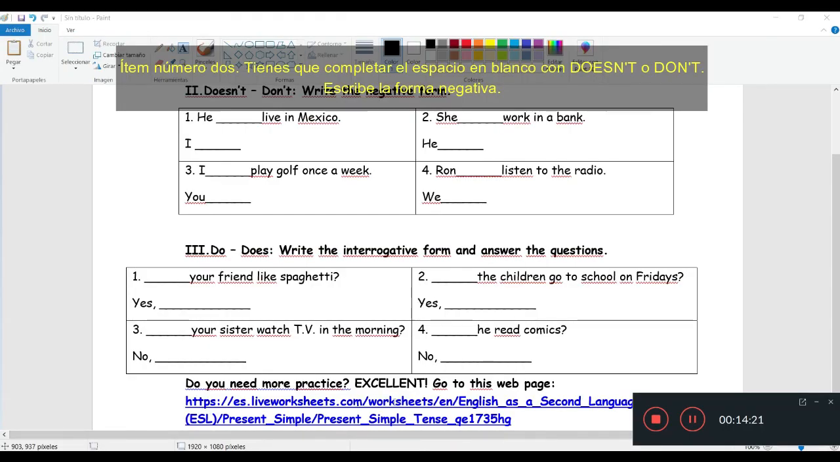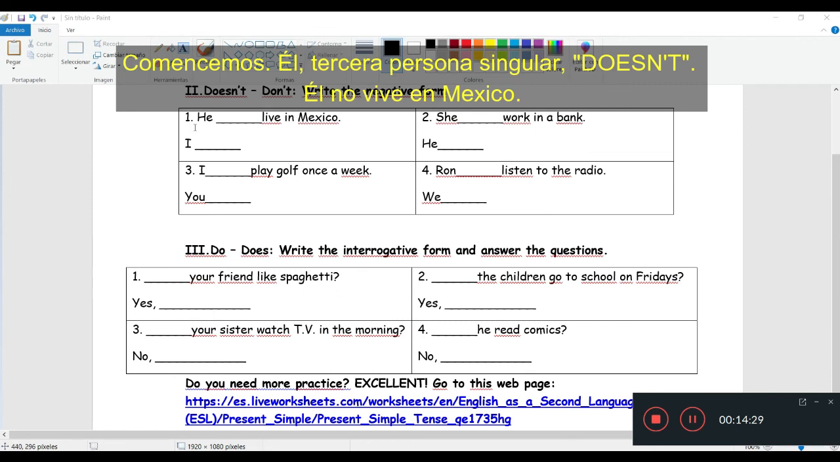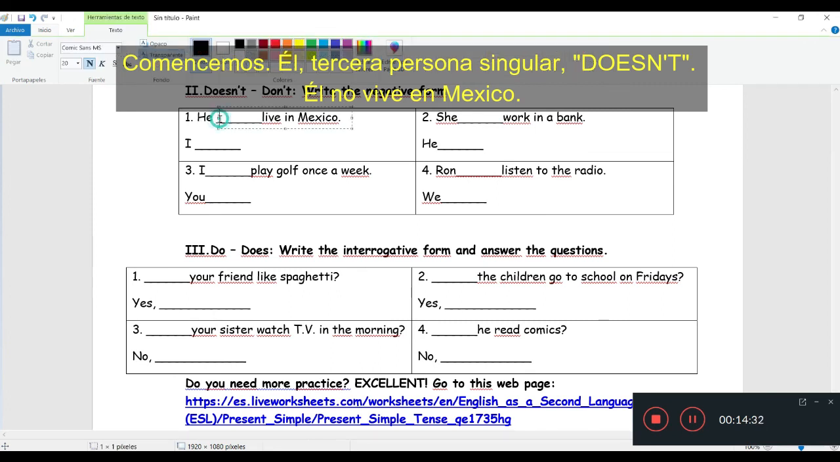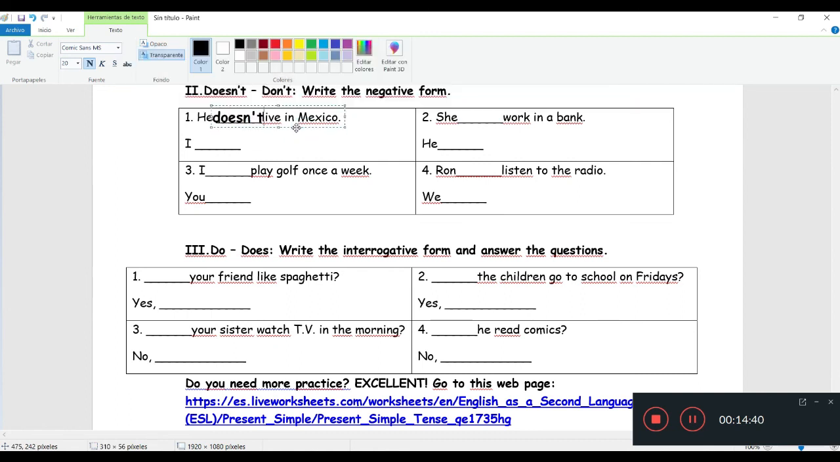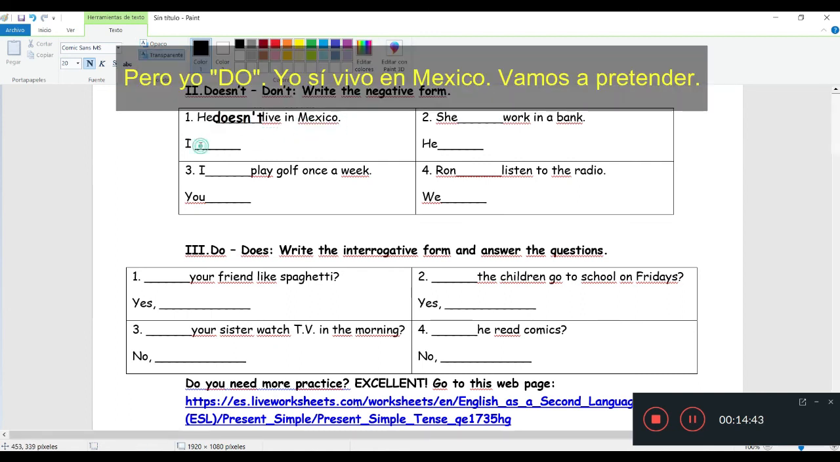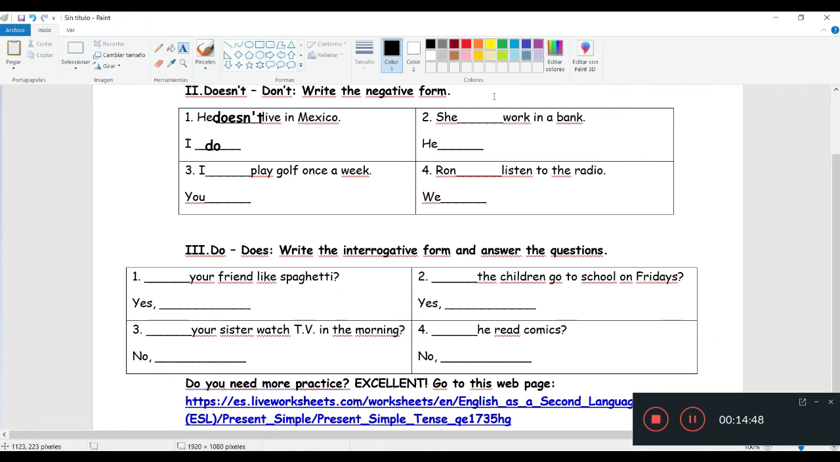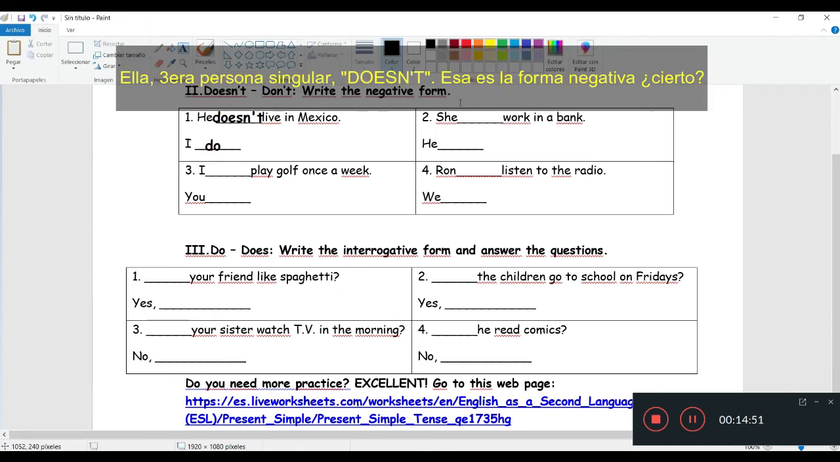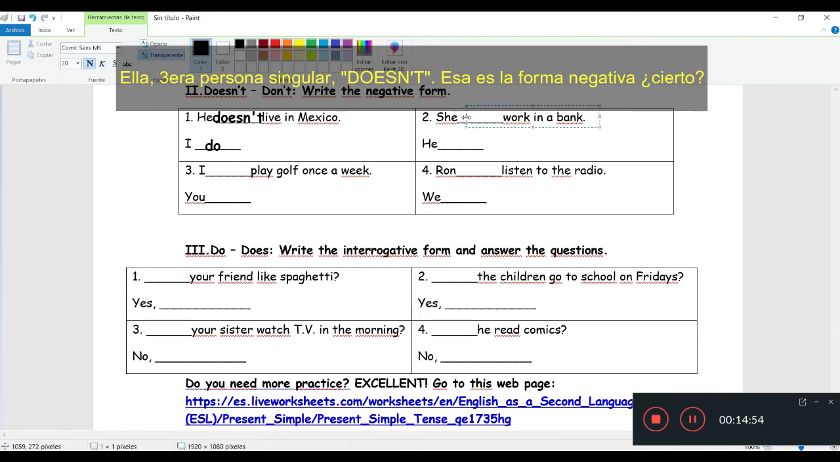Item number 2. You have to complete the blank with doesn't or don't. Write the negative form also. Let's start. He, third person singular, doesn't. He doesn't live in Mexico. But I do live in Mexico. Let's pretend, okay? She, third person singular, she doesn't. That is the negative form, right? She doesn't work in a bank.